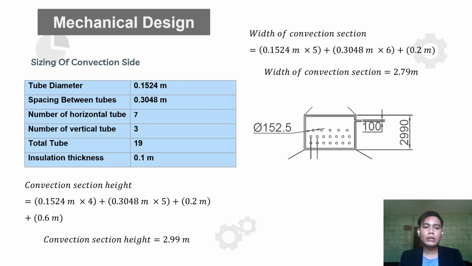Mechanical design for sizing of the convection side. We need to calculate the dimension of the convection side, which is the length and the width of the convection side. We have the tube diameter, space between the tubes, number of horizontal tubes, and also number of vertical tubes. So our total is 19 tubes, and we also included the insulation thickness, which is 0.1 meter. So we plug into the equation, and we have the convection height, which is 2.99 meter, and the width of the convection side, which is 2.79 meter.